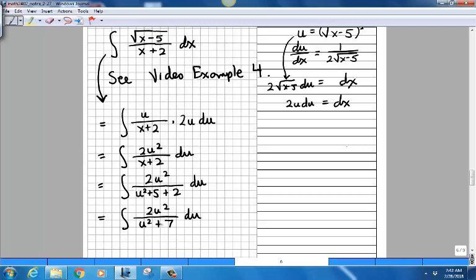But now I hope you remember at this point that long division can sometimes help us in this situation. Right here we have a rational expression. It's a polynomial divided by a polynomial.